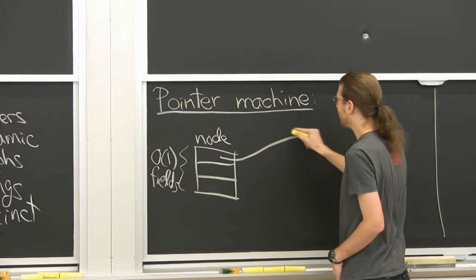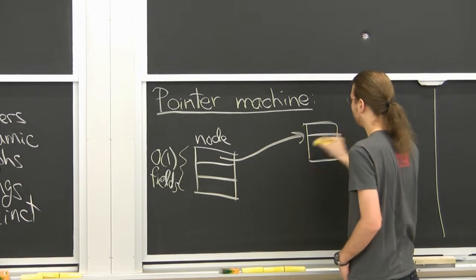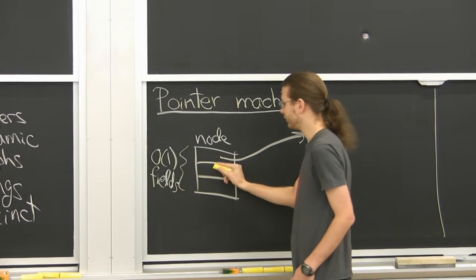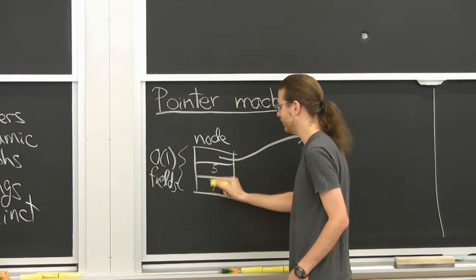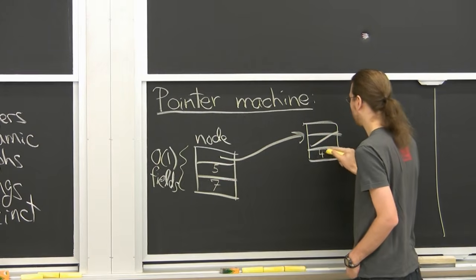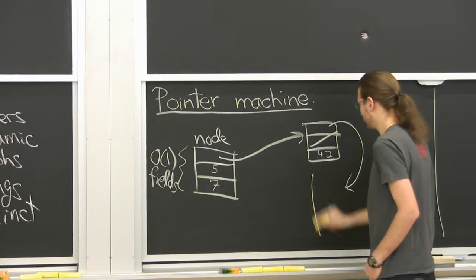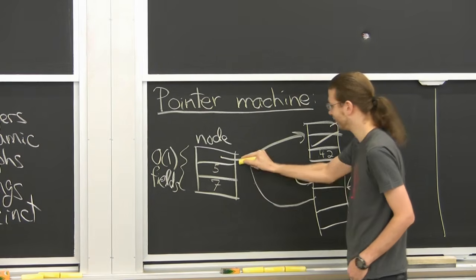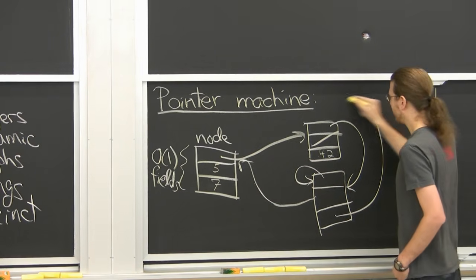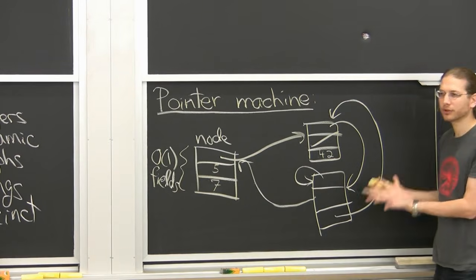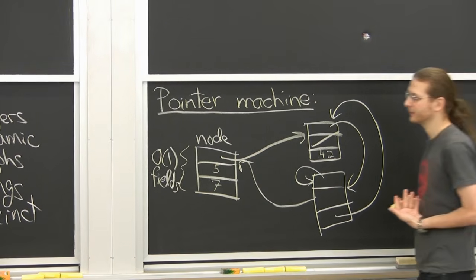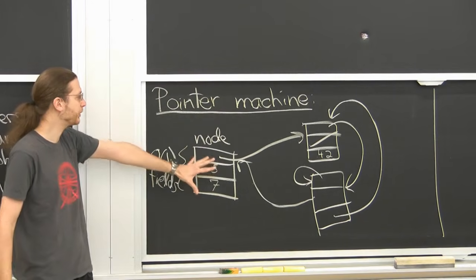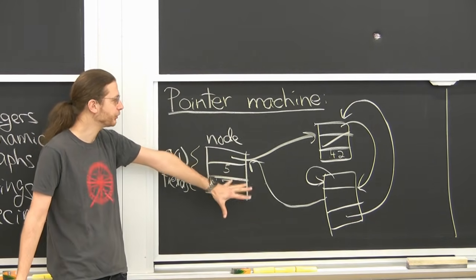Each of the fields could be a pointer to another node, could be a null pointer, or it could have some data in it. So I'll just assume that all my data is integers. You can have a pointer to yourself, you can have a pointer over here, whatever you want. That's what a pointer machine would look like. And at any moment, this is the state of the pointer machine. So you think of this as what the memory of your computer is storing.